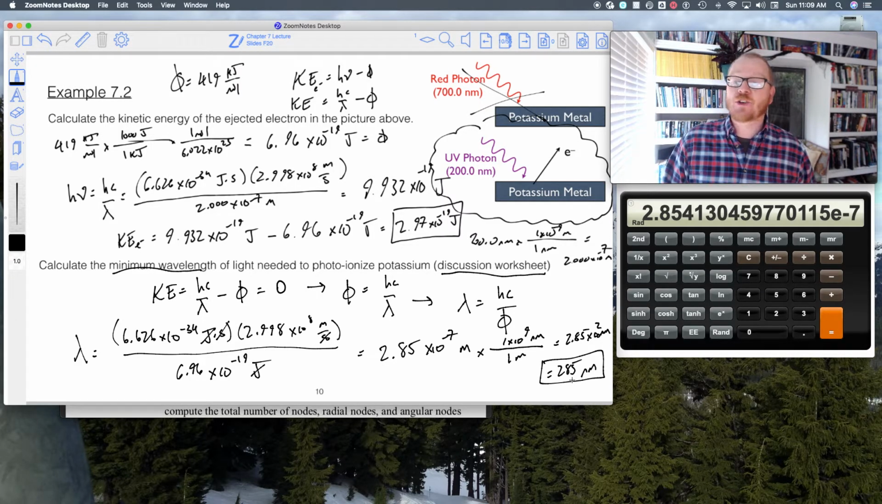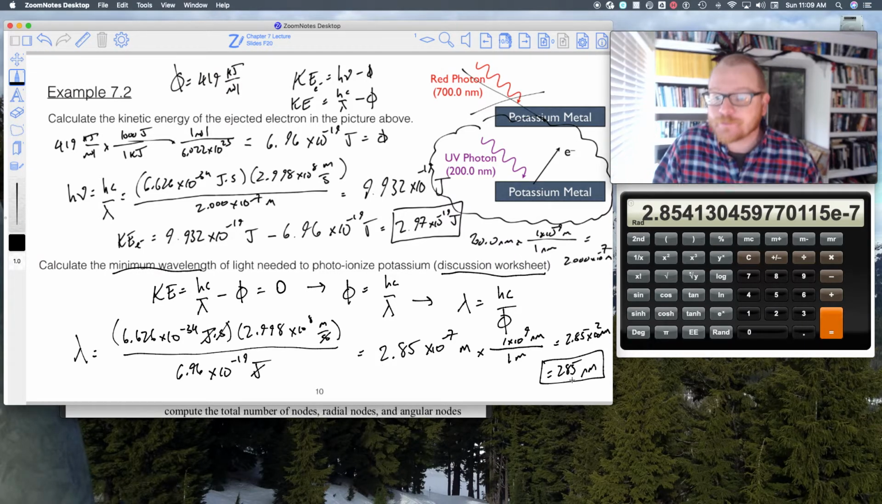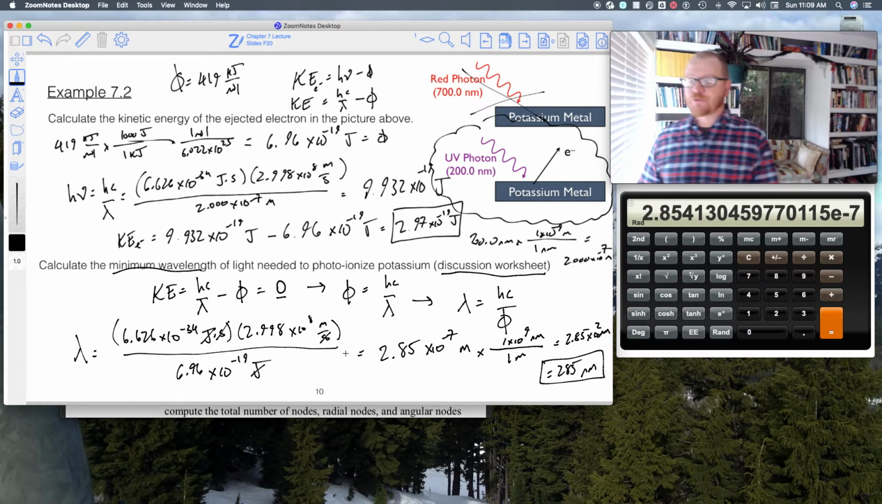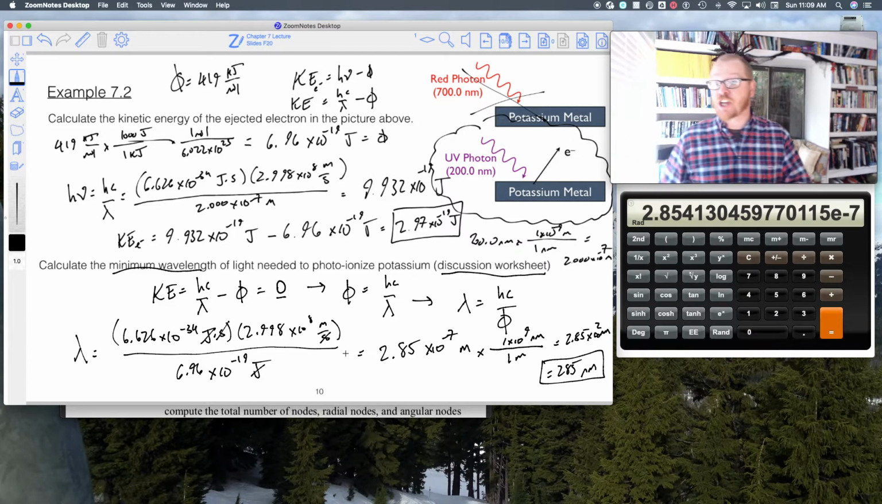If I shined 285, it would still not ionize it because the kinetic energy is 0. However, if I used 284.9, right? Then I would get photoionization. I would get an ejected electron.